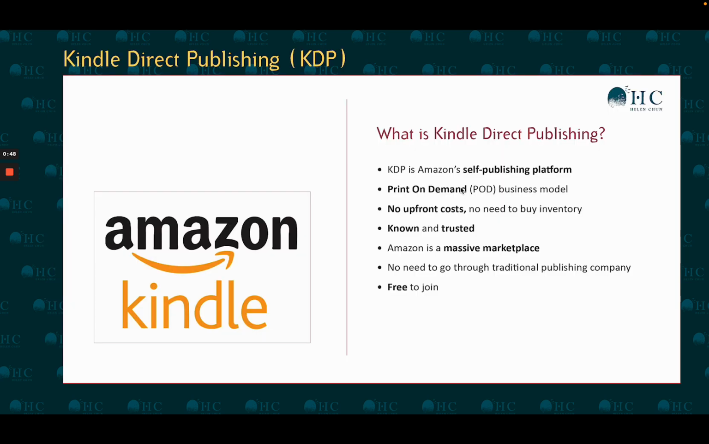So what is Kindle Direct Publishing? Well, as you can see from this logo, Amazon Kindle. Amazon is the selling or marketing platform, and Kindle is the online bookstore. So KDP is Amazon's self-publishing platform, which means that it is the production arm that puts together your book and it's sold on Amazon. And Amazon does the rest, packs it up and sends it to the customer.